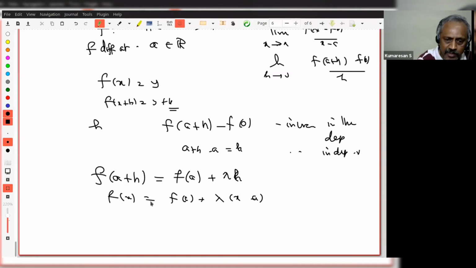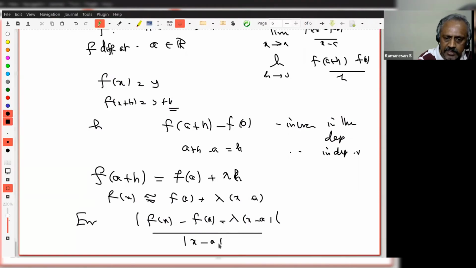Then what did I do? If I want to say it's approximately equal to, then I am making an error. What is the error? The error is f(x) minus f(a) minus lambda times (x minus a). Then what do I want? This error should go to 0 faster than which error? This one, the increment going to 0. That means the limit as x goes to a of the error divided by mod (x minus a) should be 0. This is all we have seen. How many of you recall this? Please say yes if you recall this. Good.